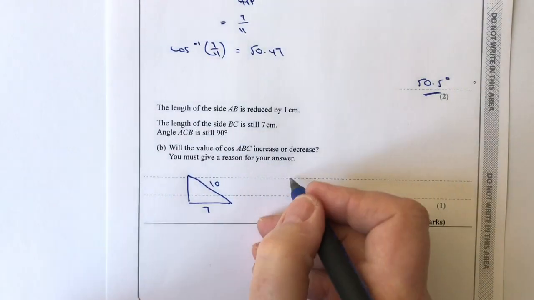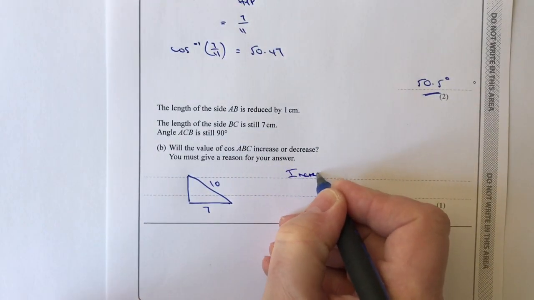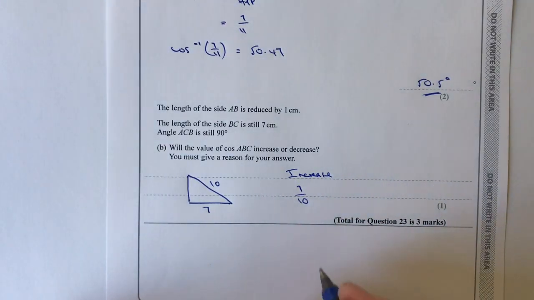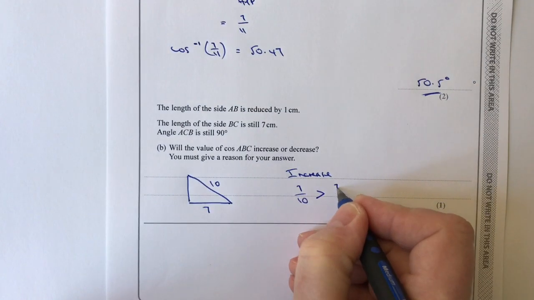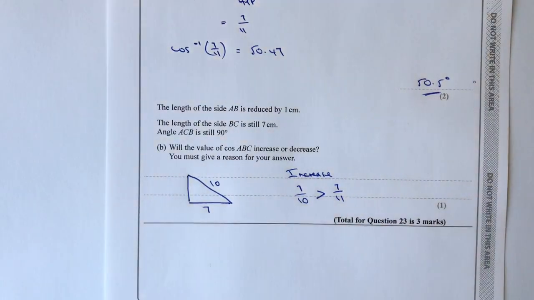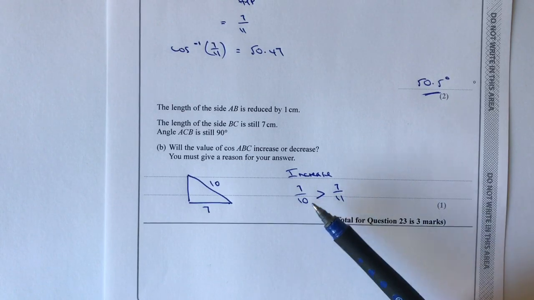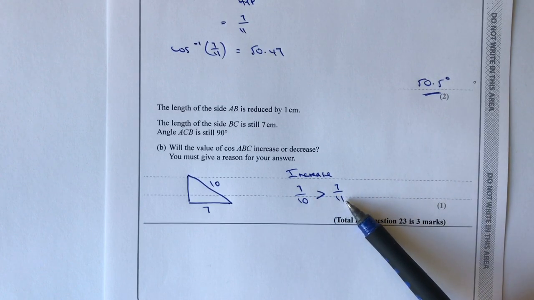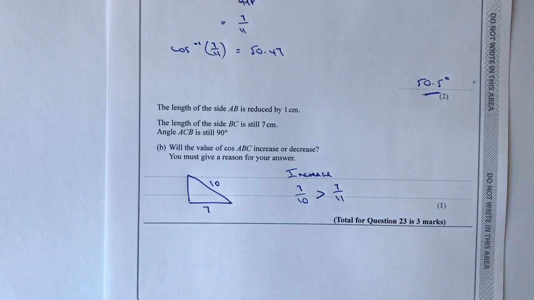Okay, so it's going to increase because 7 over 10, which is the cosine, is greater than 7 out of 11. So if you have a pizza and you cut it into 10 pieces, then 7 out of the 10 pieces is slightly more than if you cut it into 11 pieces and you eat 7 of them. Okay, so the actual cosine itself is going to be slightly increased. Okay, hopefully that's okay for you.